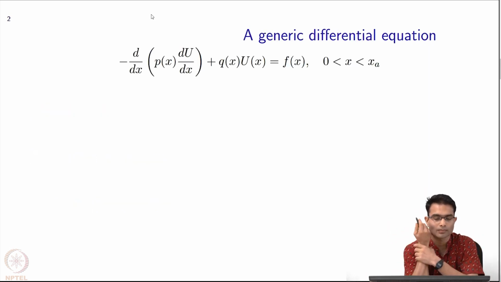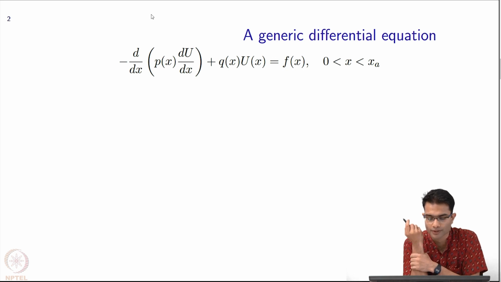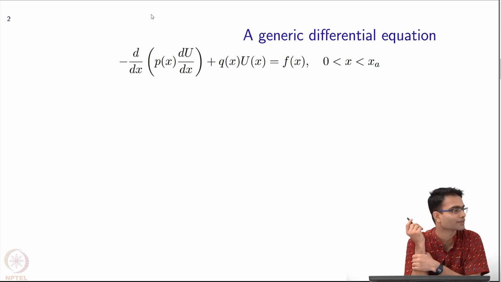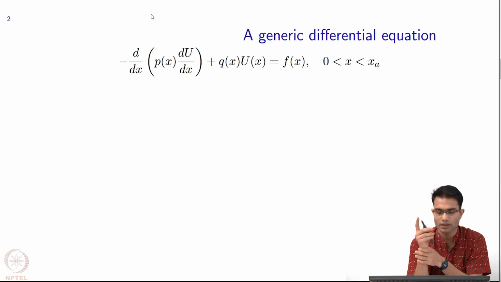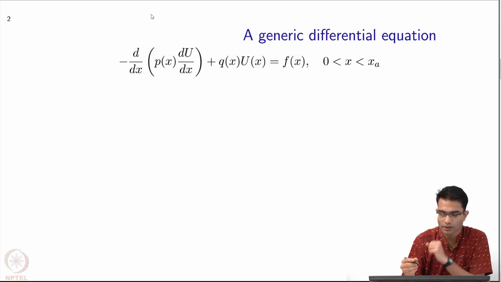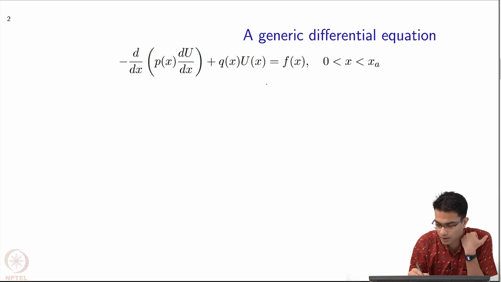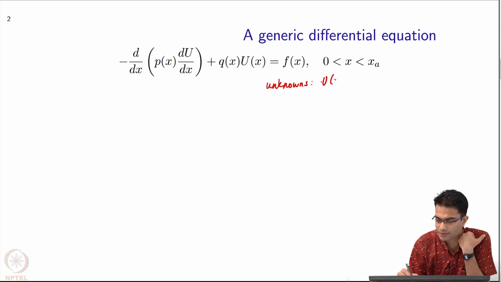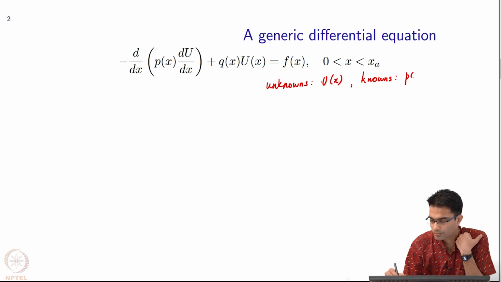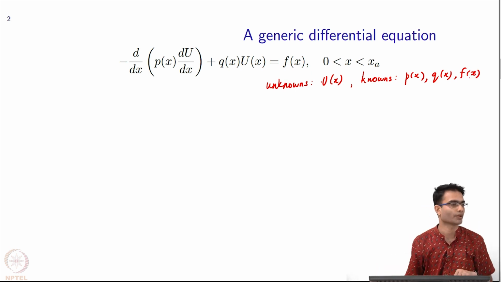Now, on the board over here, I have written a very generic differential equation. In this differential equation, what you want to find out, your unknown, is u of x. And the knowns are p of x, q of x, and f of x. These are given to you.